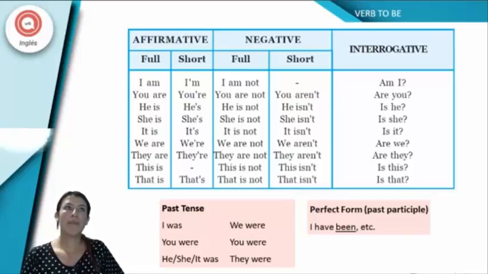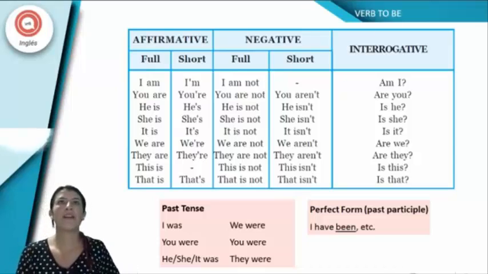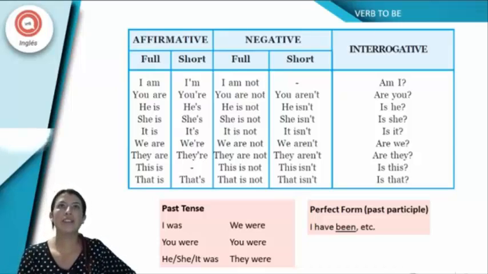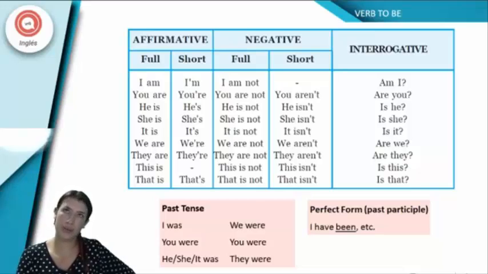So remember the apostrophe every time you're going to put a short version. And then we have the interrogative part. Am I? Are you? So why is it important to check the interrogative? Because if you see here, first we have the verb to be, and then we have the person or the subject, okay?